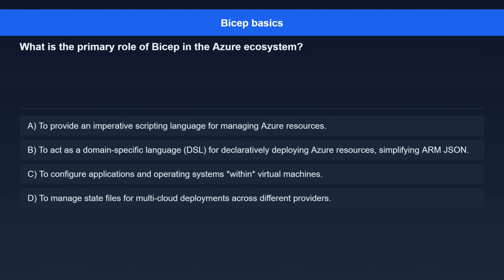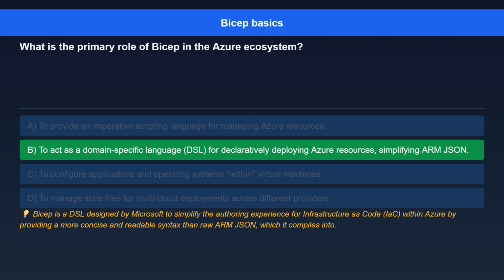Question 7. What is the primary role of Bicep in the Azure ecosystem? Option A, to provide an imperative scripting language for managing Azure resources. Option B, to act as a domain-specific language, DSL, for declaratively deploying Azure resources, simplifying ARM-JSON. Option C, to configure applications and operating systems within virtual machines. Option D, to manage state files for multi-cloud deployments across different providers.